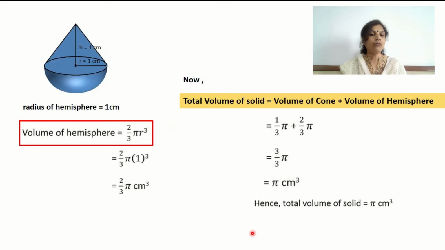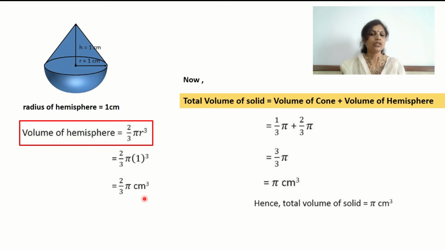Let's find out now volume of a hemisphere, and the formula for volume of a hemisphere is 2 by 3 pi r cube, and radius of hemisphere is equal to 1 centimeter. Let's substitute the values. 2 by 3 into pi into radius is 1, its cube is also equal to 1, so 2 by 3 pi. Very simple children, it's just substituting the values and finding out the answer, isn't it?